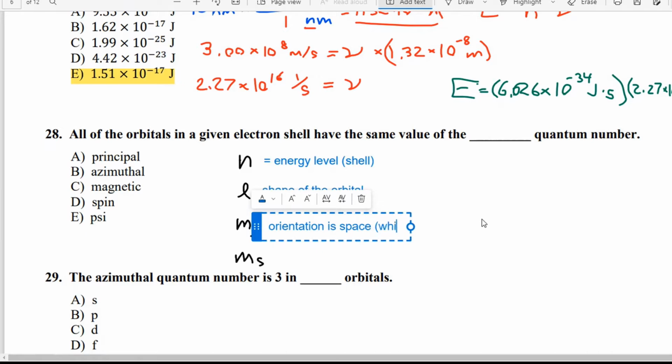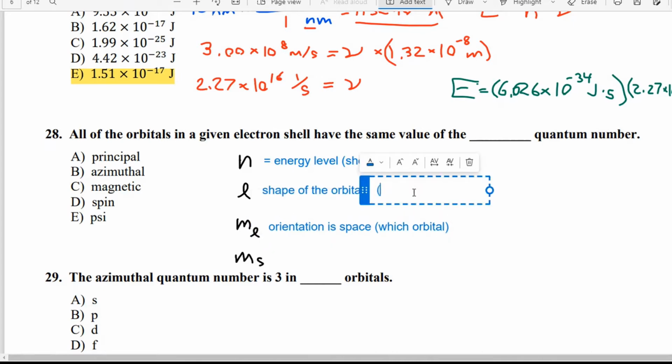In other words, which orbital? The shape of the orbital will indicate the subshell. A p subshell is peanut shaped, or an s subshell is spherical. But the m sub l tells you which specific orbital it is.